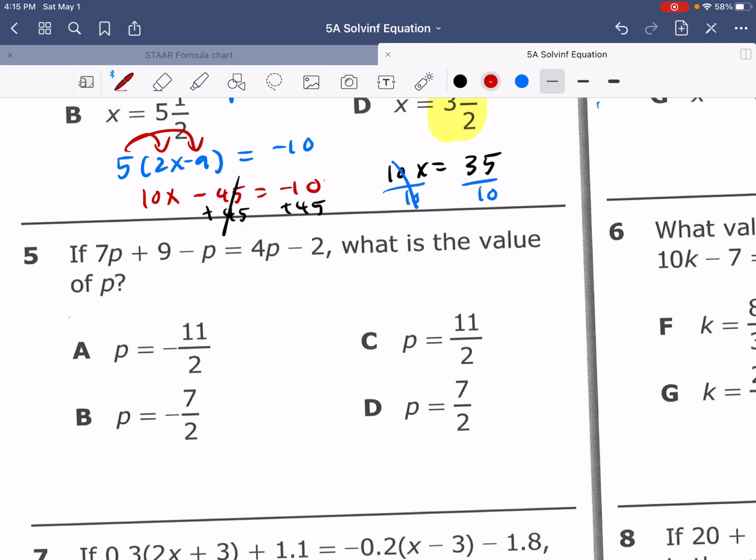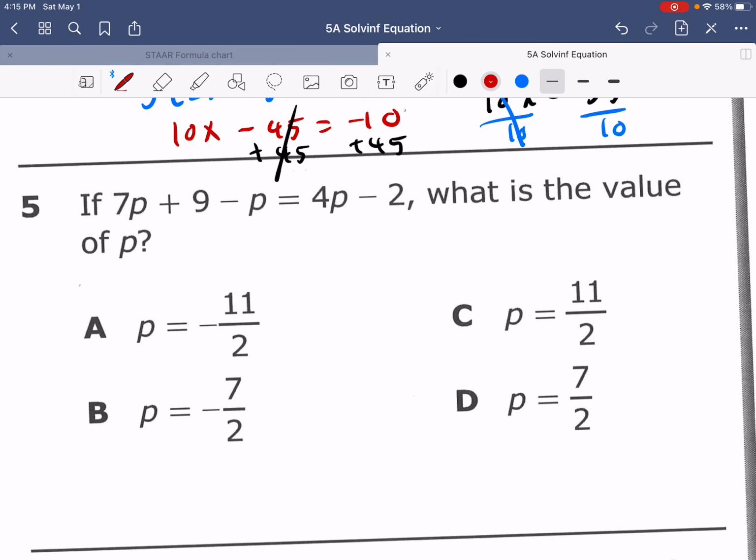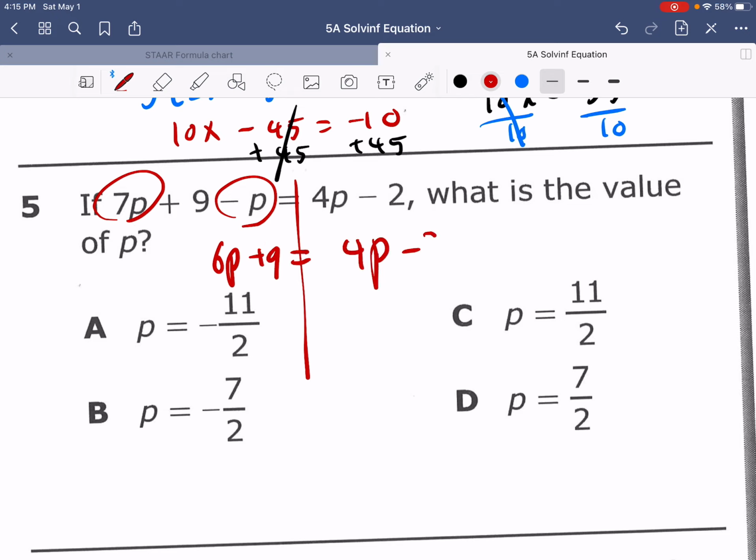Question number 5. Again, you can do this one using a calculator as well, but let's do it by hand. These two you can combine together. So it's like 7p minus p is what? 6p plus 9. Just what you have to know is, instead of p, you have to use x. Minus 4p, both sides. So you get what? 2p plus 9 equals negative 2.